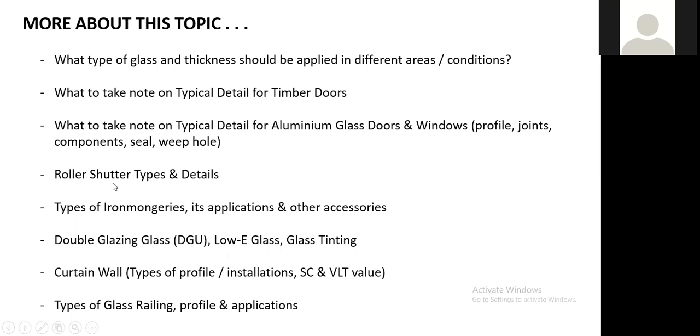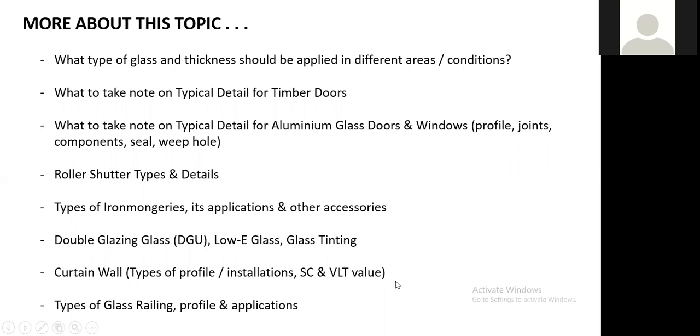Okay, so what to take note of for aluminum glass doors: the profile, the joints, the components, the seal, and also the weep holes, and what to specify. Roller shutter types and details I haven't presented also. And then types of ironmongery, how they apply, and what type of ironmongery we should use for each door. Double glazing glass is actually part of today's session, but it's not so common and I don't have much time to cover it. Low E glass, what is low E glass, and also what is glass sinking.